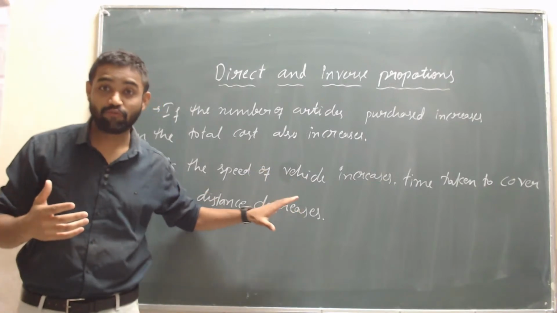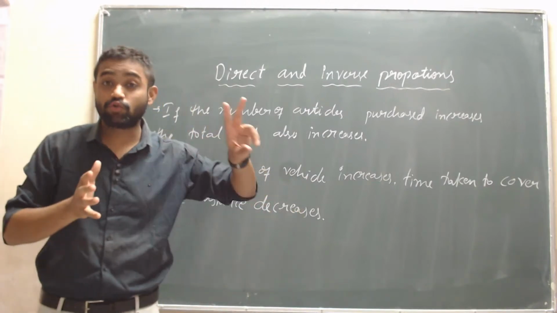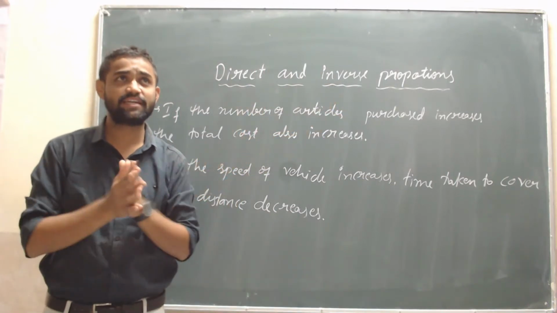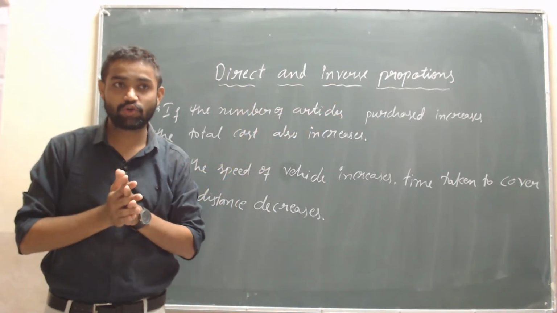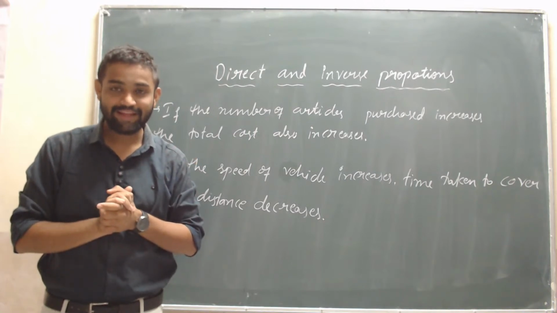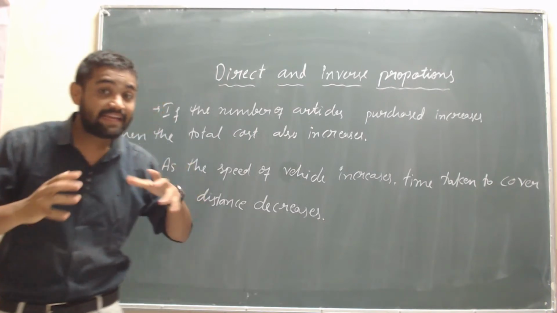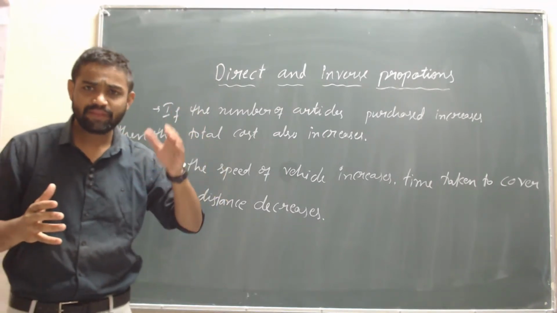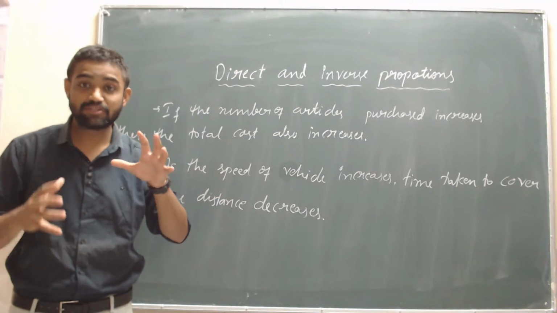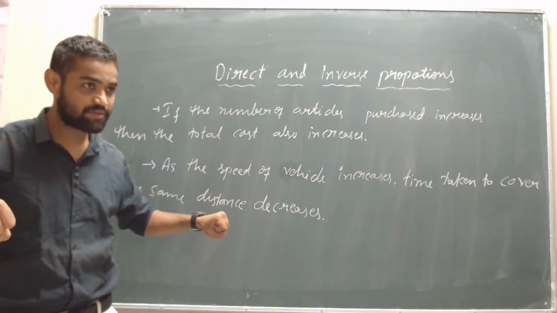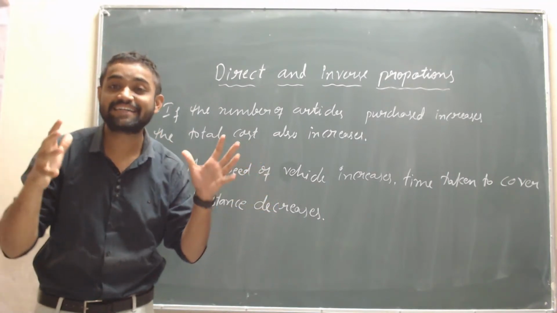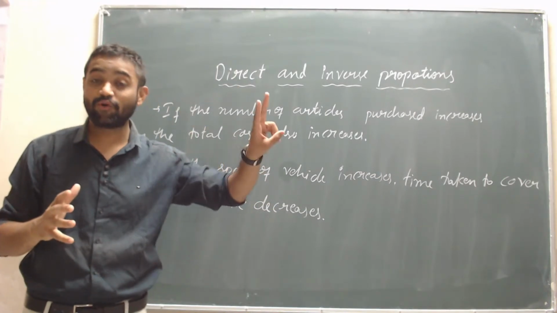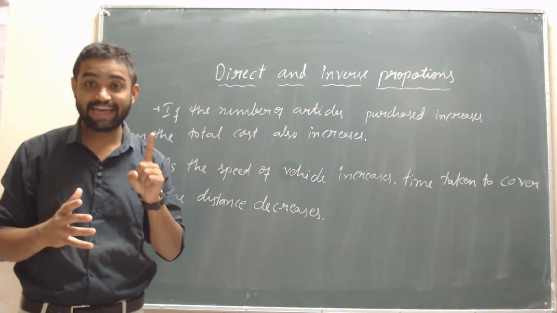And as the speed of a vehicle increases, the time taken to cover the same distance decreases. For example, sir, I will take 2 hours to go to Gulbarga at a speed of 20 kilometers per hour. Assume that. If I increase the speed, then the time taken will be less. For example, at 100 kilometers per hour, the time taken decreases, like 2 hours to 1 hour.